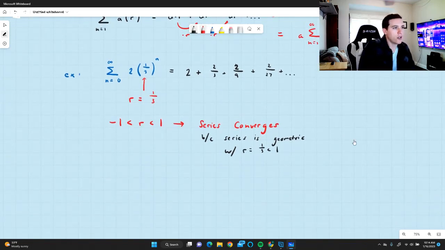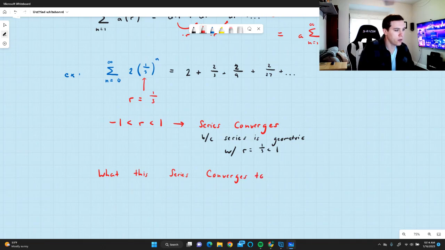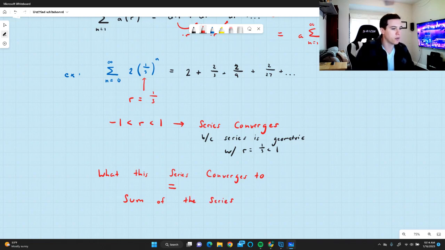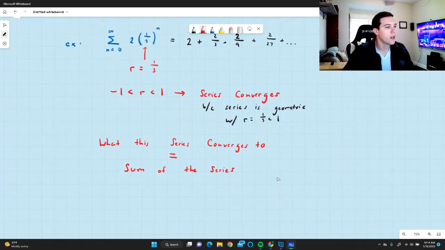Now, I will show you this in class someday, but we can actually find what this series converges to. That is the same as saying, what is the sum of the series? So remember, we have to get used to both notations. Sum of the series is the same as what does the series converge to?